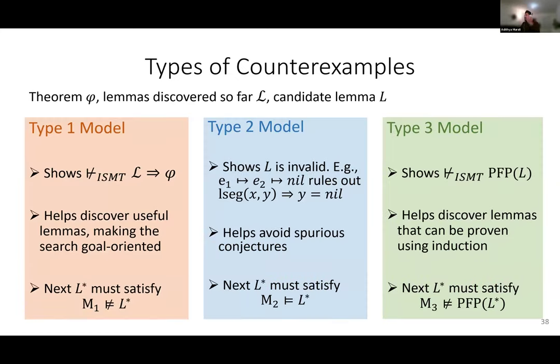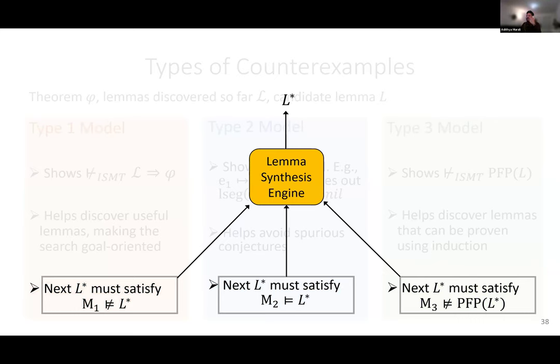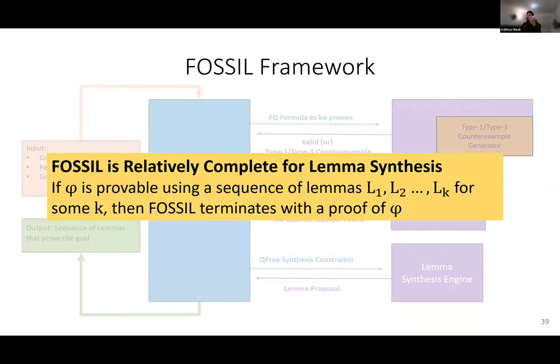We have three kinds of counterexamples in this framework, right? There you have counterexamples to whether the theorem itself is provable from the lemmas. That's type one. You have counterexamples to whether the lemmas are themselves valid conjectures, whether they're provable by induction. That'd be type three. And then to induce some sense of ground truth into the whole thing, we also have another set of models, type two, where these are actually true models of first order logic with recursive definitions. And we compute these small bounded models that help rule out just random spurious conjectures that are not useful lemmas at all. And the lemma synthesis engine is able to use these three kinds of models to actually synthesize a lemma.